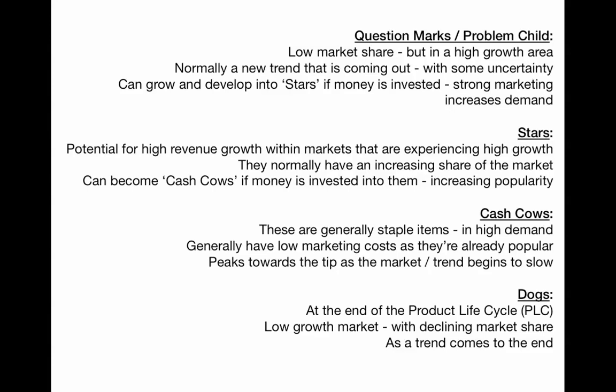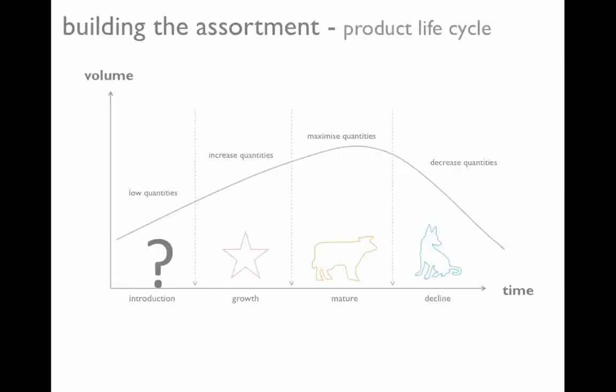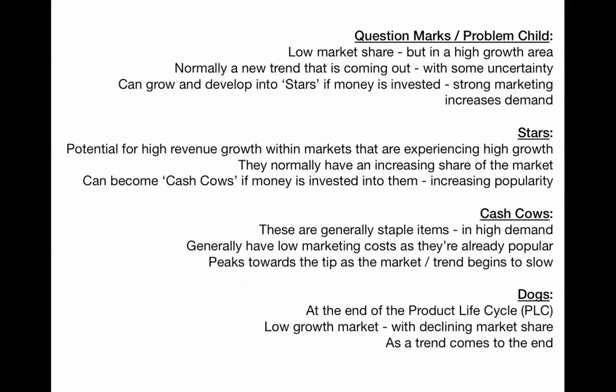Which leads us on to the dogs. So this is the last one if we flick back. This is the end of the product life cycle as the product is beginning to decline. As a brand, you're going to decrease quantities at this stage. You're not going to suddenly start buying into lots of products if you've categorised them into your quadrant of the Boston Matrix as a dog. So they're at the end of the product life cycle.